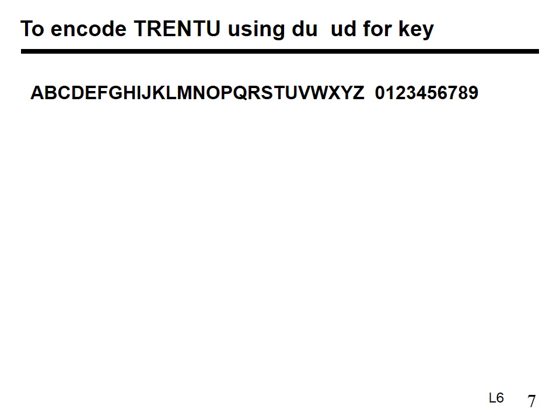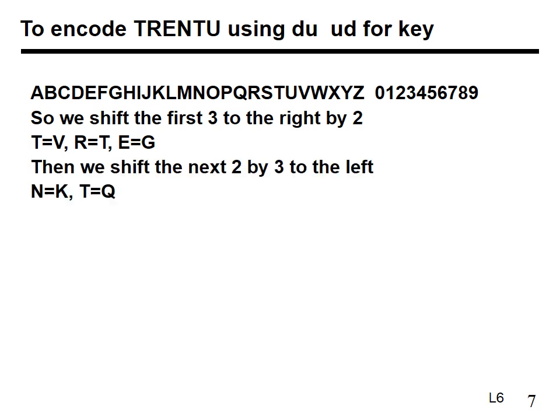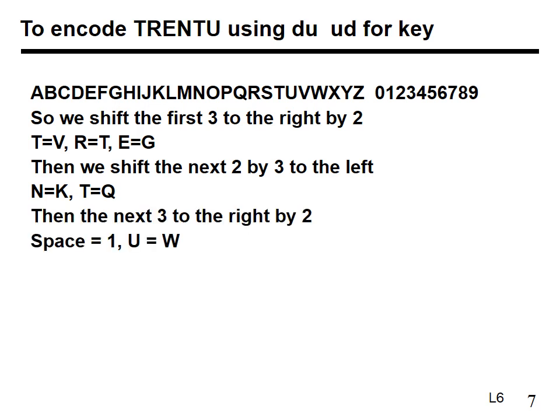So again, this is our baseline. So we shift the first 3 letters to the right by 2. So T becomes V, R becomes T, E becomes G. Then we shift the next 2 by 3 to the left. So N becomes K, T becomes Q. The next 3 to the right, so space becomes a 1, and the last letter U becomes a W. So the code for Trent U would become VTGKQ1W. This is going to be a lot harder to decipher than just a simple Caesar cipher.